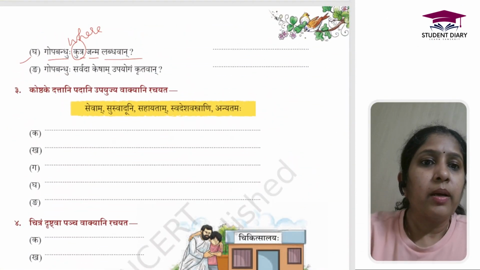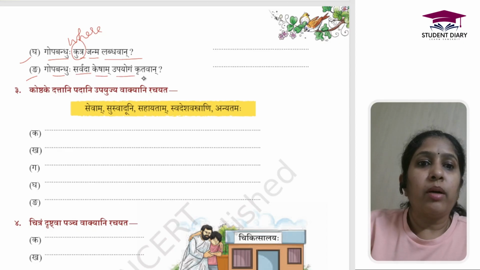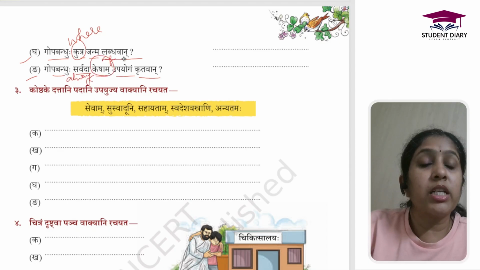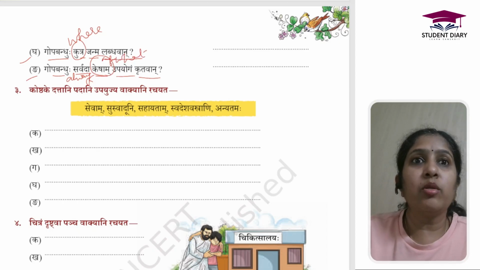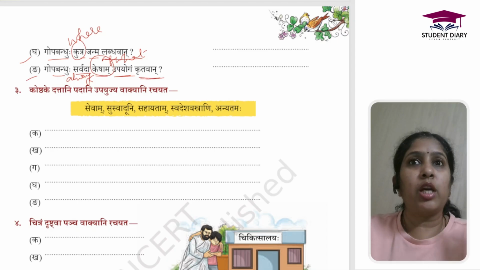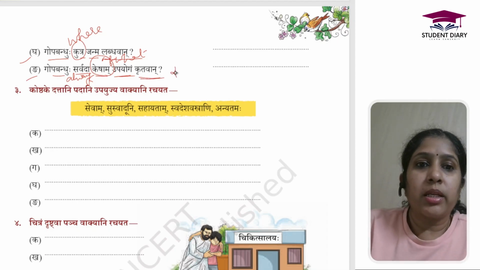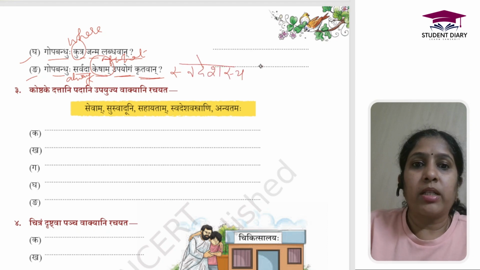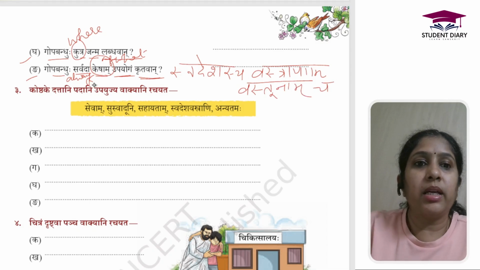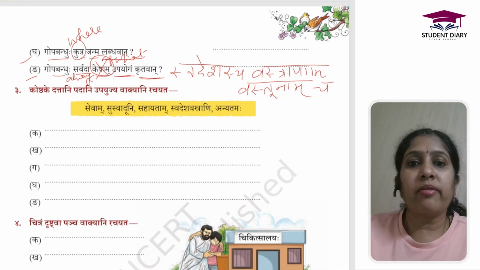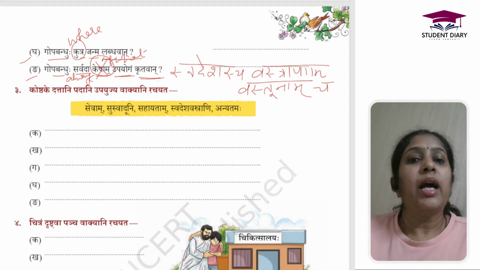Let's go for our next question. Gopabandhuh sarvada kesham upyogam kritvan. So sarvada means always. Kesham means of what. It is the question word here, Shashti Vibhakti Bahuvachan. So of what did he always use? Upyogam means use, kritvan means did. So what all things did he always use? Swadeshasya vastranam, and vastunam cha. The things and the clothes, correct? So how will we write the answer here? In place of kesham, we will write swadeshasya vastranam vastunam cha. So the full sentence will be: Gopabandhuh sarvada swadeshasya vastranam vastunam cha upyogam kritvan. Right? I hope everyone has understood.